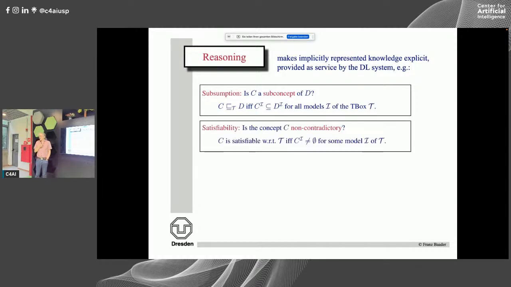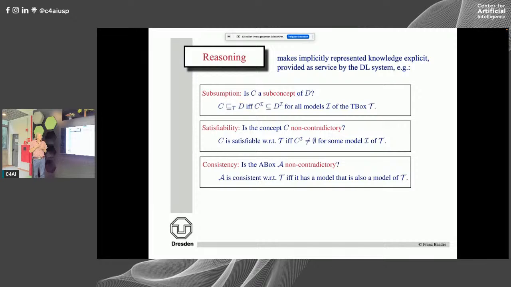Concepts can be contradictory. You have already seen on the previous slide that you can make an error when you write concepts, and maybe you can make a worse error than I did and make the concept unsatisfiable. So it's total nonsense. There cannot be elements of the concept. And this is what satisfiability is about. So I ask, is it possible to find an interpretation in which this concept is non-empty? With respect to the T-box, I of course say, is there a model of the T-box where this concept is non-empty?